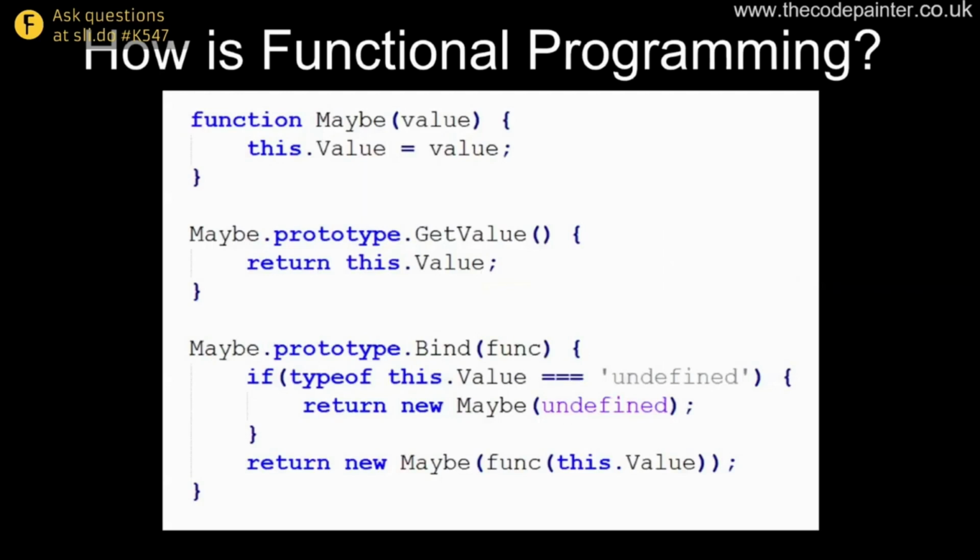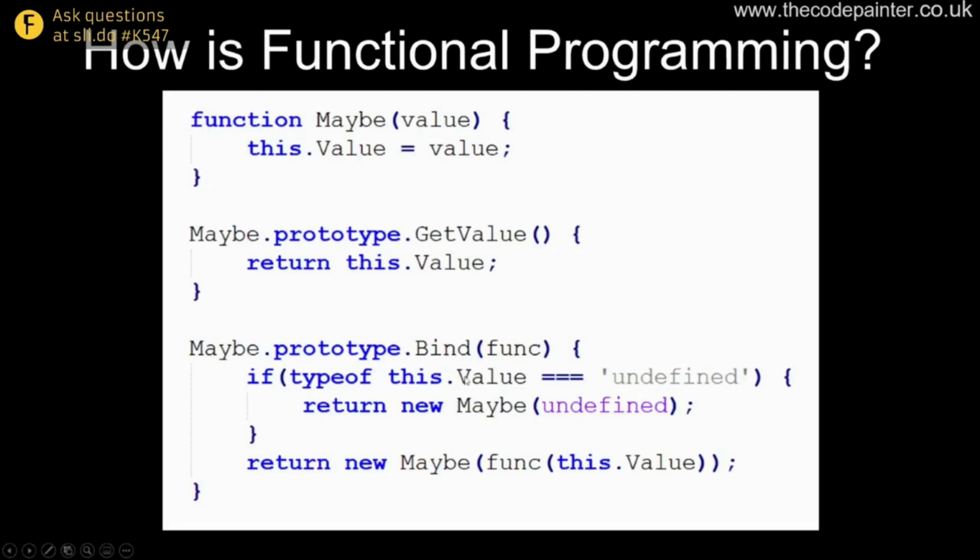I've seen it done all sorts of other ways, but typically it's called maybe. And maybe is an object that just contains a value. Think of it as a thing in a box. So we've got our value, we're popping it inside the box. Maybe is the name of the box. And we've got two functions hanging off its prototype. The first is the get value, which is just take the thing out of the box and hand it over. And the second is bind. And bind takes a function.